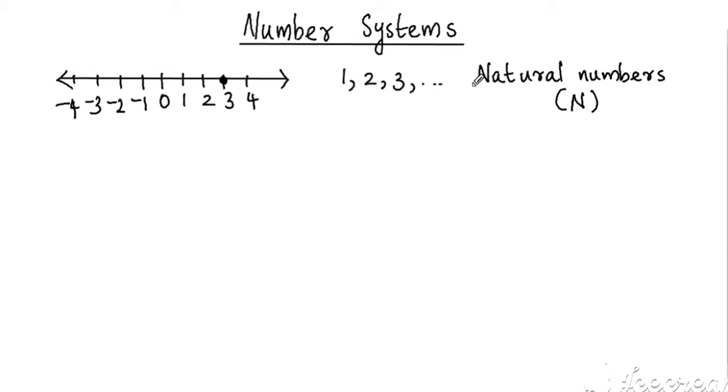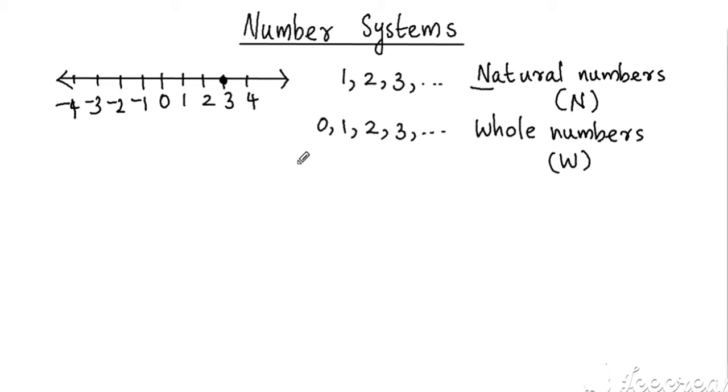If you include 0 to these natural numbers, you will obtain another collection of numbers. That new collection of numbers is called the whole numbers. So whole numbers include 0, 1, 2, 3, etc. That means natural numbers along with 0. And it is denoted by the symbol capital letter W. This W is the first letter of whole numbers.